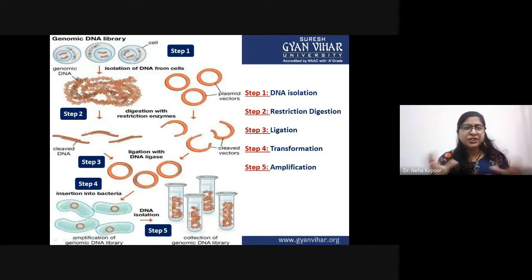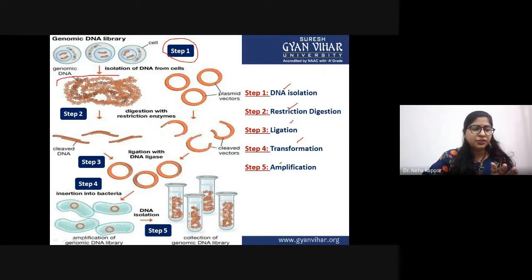So in a nutshell, these are the 5 steps listed. First is DNA isolation, then restriction digestion, ligation, transformation, and last is amplification. We can easily track the steps in this picture also. I have marked it step 1. So this is a cell and this is the genomic DNA. First of all, we have isolated this genomic DNA.